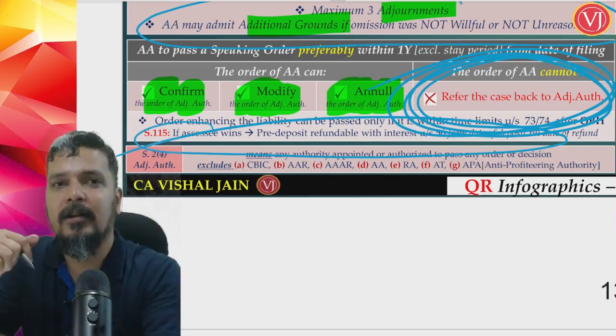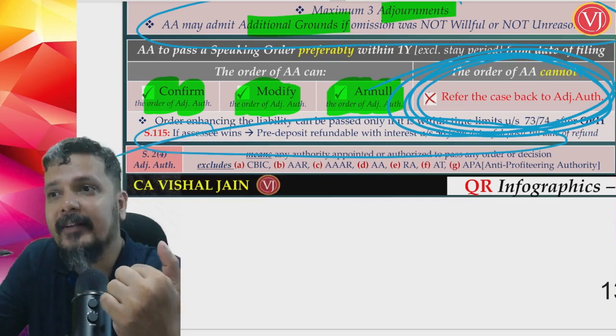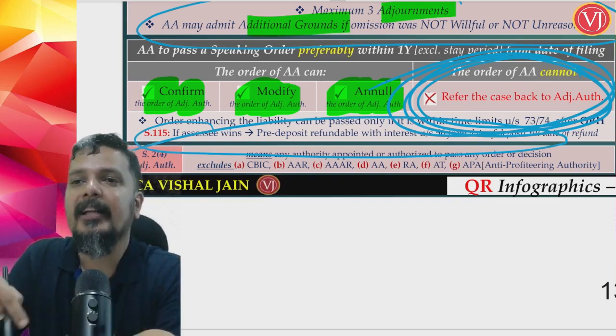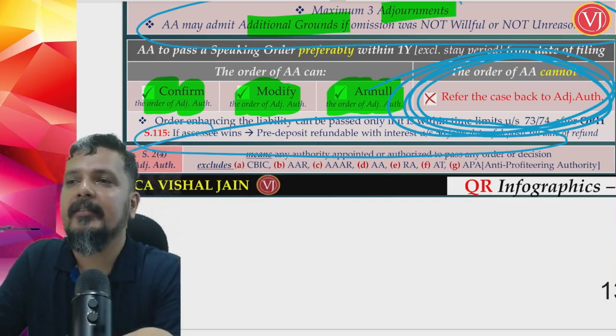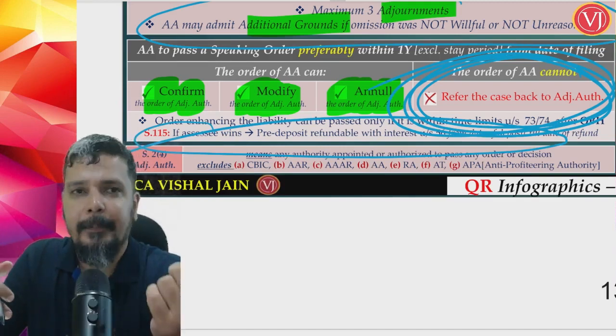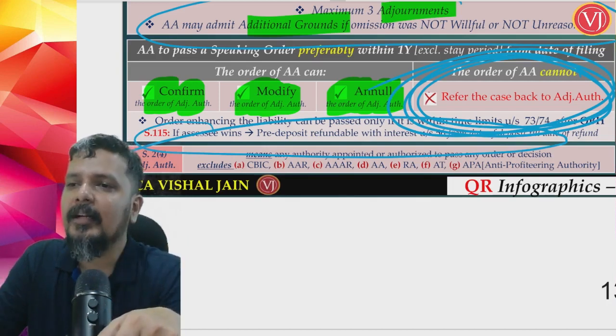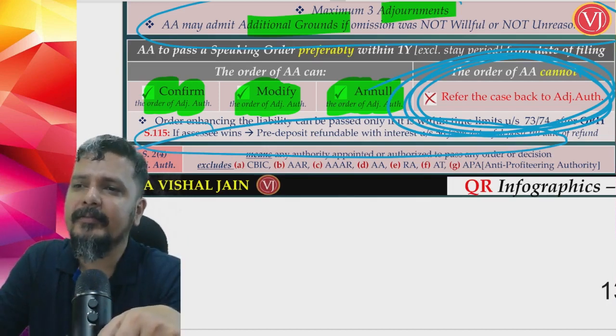When will this happen? Appeal was filed by the assessee, won by the assessee, this will happen. If the appeal was filed by the department, won by the assessee, there is no pre-deposit, no question of refund. So when the appeal was filed by the assessee, pre-deposit was made and won by the assessee, what will happen? There will be refund of pre-deposit.